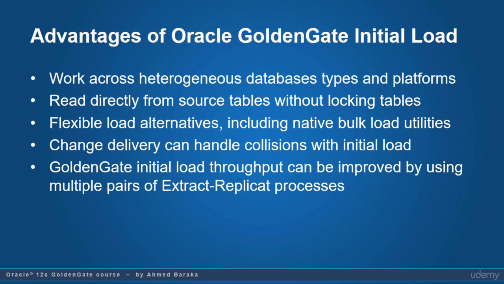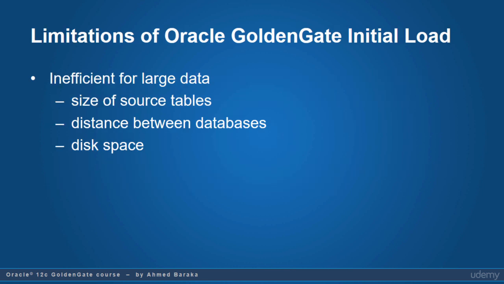You can configure the Golden Gate to run multiple pairs of extract replicate processes during the initial load to enhance the initial load throughput. The main disadvantage of using Oracle Golden Gate for initial load is its performance. Therefore, for very large databases, if you plan to use the Golden Gate to perform the initial load, you should consider the size of the source tables, the distance and the network bandwidth between the databases, and the disk space required to save the transactions in the trail files.